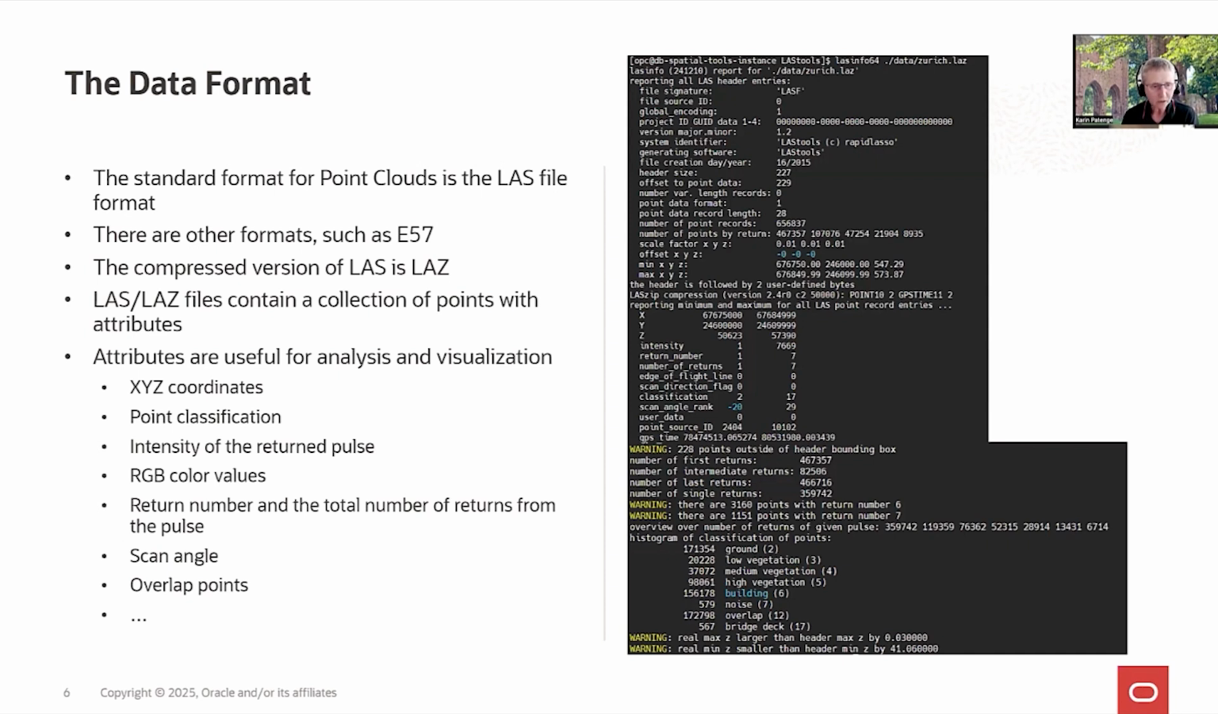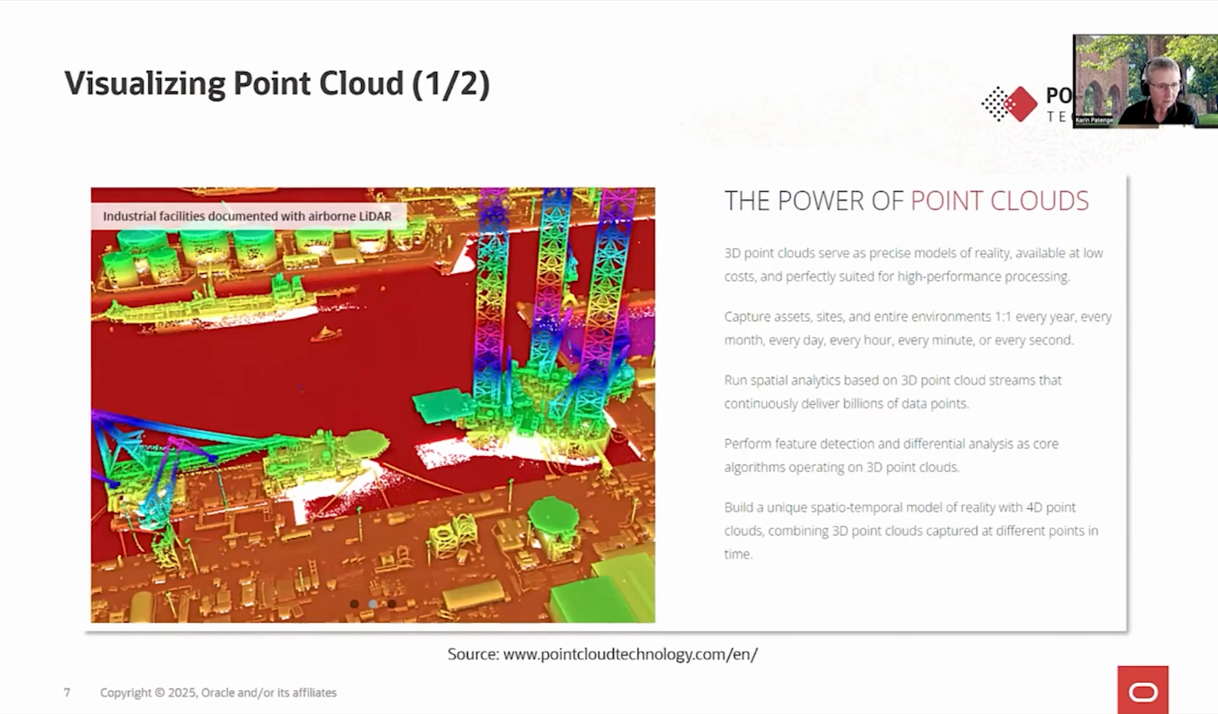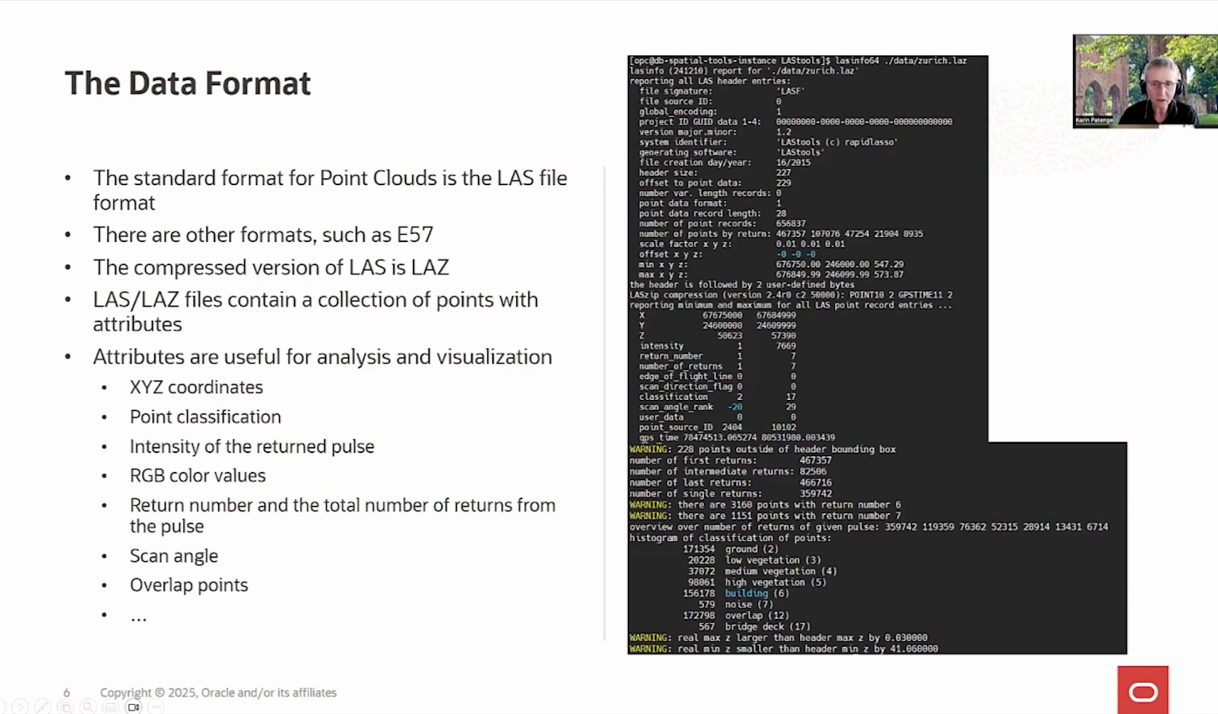There are other attributes like the intensity of the return pulse, also the RGB values, red, green, blue colors are returned as an attribute, and several other attributes. What you can see here on the left side in the list. I'm sorry, that was too fast. I wanted to highlight this part here on the right side.